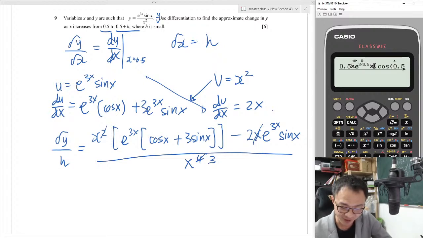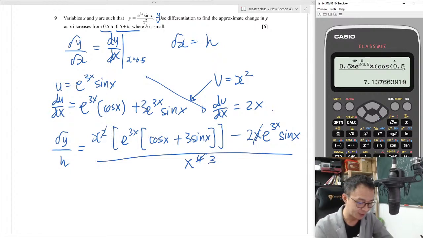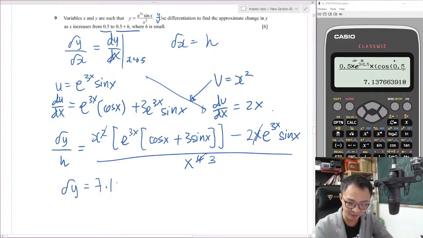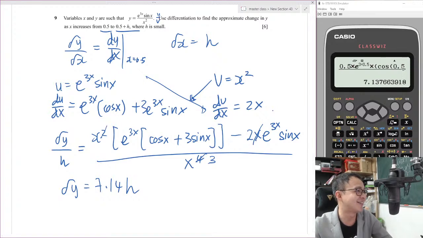Still get a mistake because of this multiply. I don't know. Open bracket. Oh, this cos 0.5, I forgot to close the bracket here. Yeah, should be okay. So my change of y is equal to 7.14h. Is that the correct answer? Please tell me if it is correct. Yeah, it is correct. Nice.